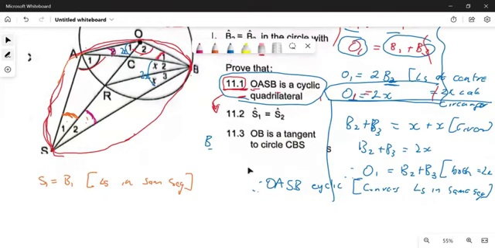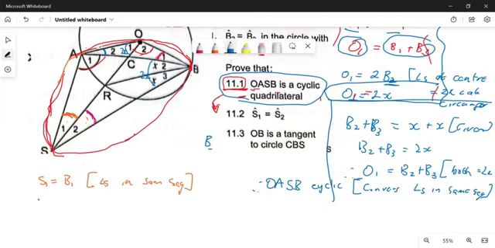A2 is equivalent to what? Can you see A2? Who's creating A2? Let's look at who's creating A2. A2 is subtended by OB. Is there any other angle subtended by OB? Yes, S2.